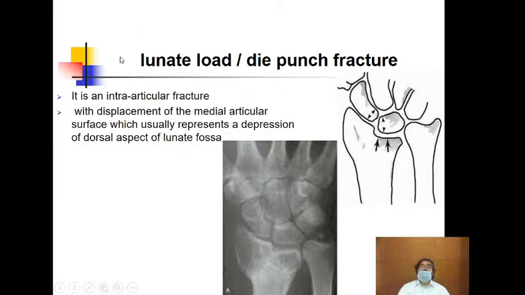Another type of fracture, these are all for completion's sake, but you never know, you may get this as a short note. This was a short note during one of the UG examinations. Die punch. Here it's like a punch where there is a depressed fracture in the articular area of the lunate fossa, because the distal radius articulates with scaphoid, lunate and triquetrum partly. So if the lunate acts as a die and punches the radius, it leads to a depressed fracture.